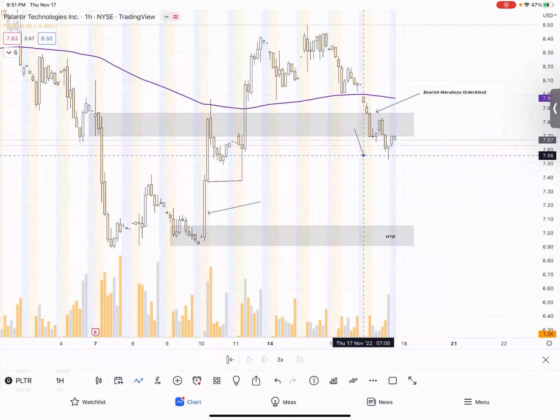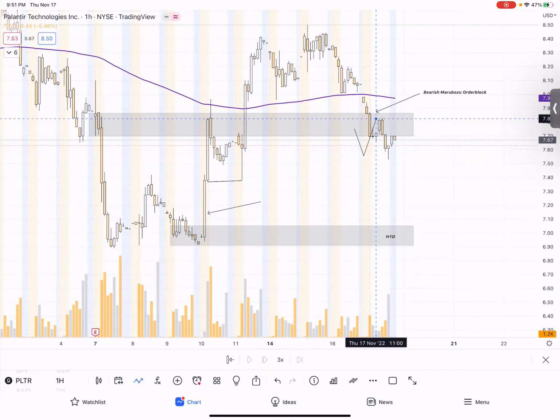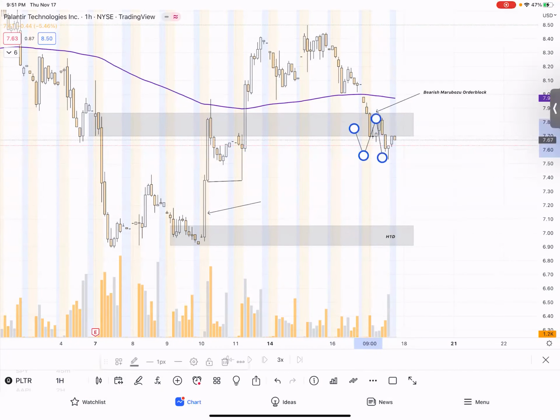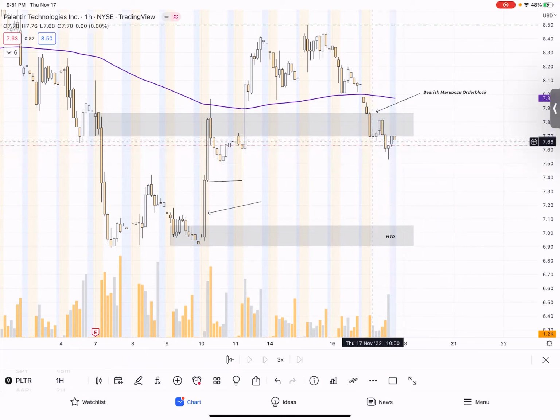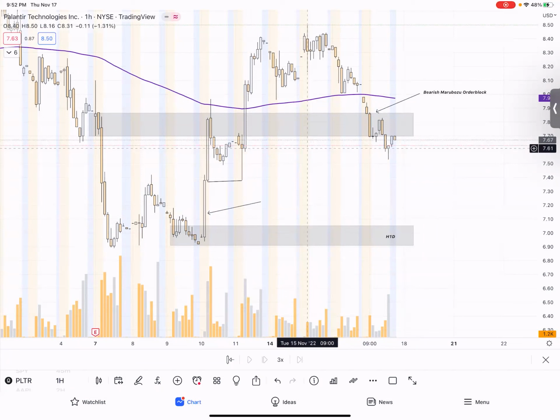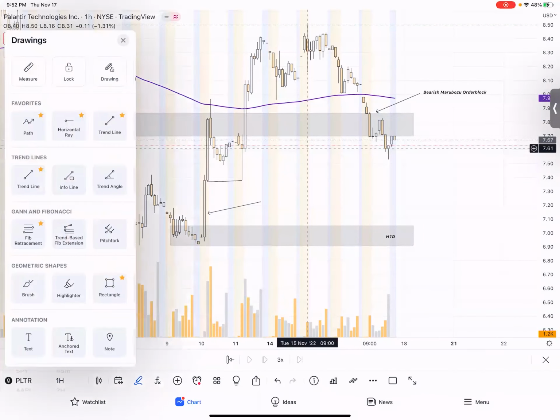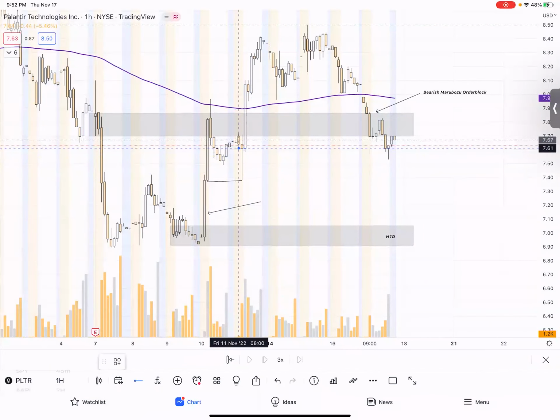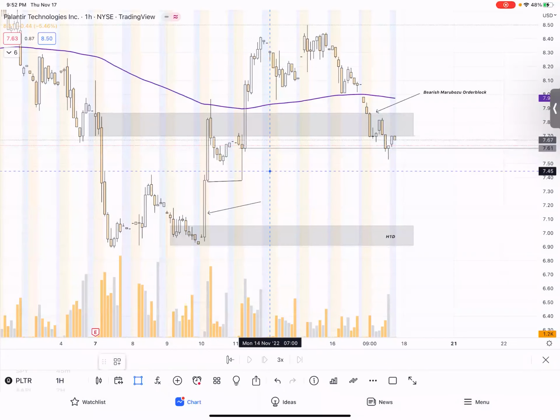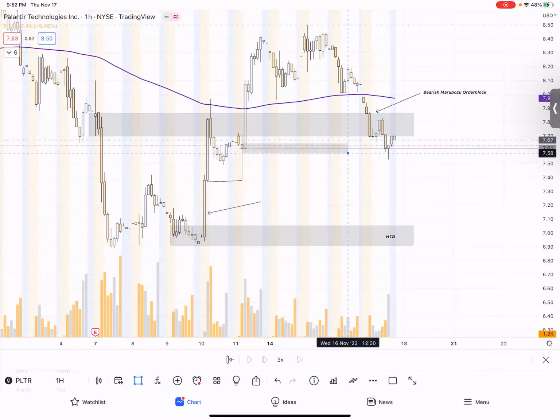So price gave the initial break, retest, and we have another break in structure towards the downside. Whenever I'm looking for breaks in structure, I like to confirm with a candlestick close under old demand or old supply. So in this case, price action closed under this old supply zone.